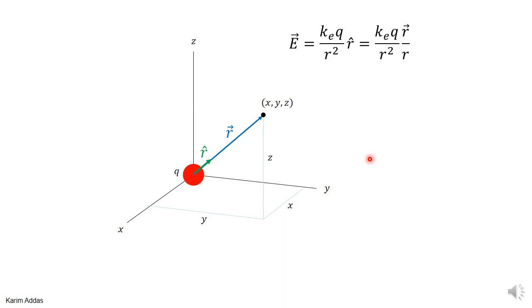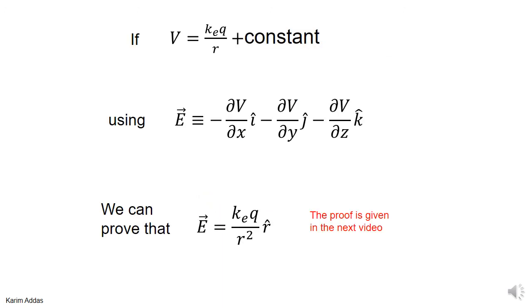Now the question is, what is the potential at point P in space due to this charge? I'm going to tell you that the potential is kq over r plus a constant, where r is the distance between the charge and the point. If I use this definition of potential as kq over r and you plug it into this equation that gives the electric field in terms of the potential, I'm telling you that you're going to get kq over r squared r hat. The proof is done in detail in the next video.